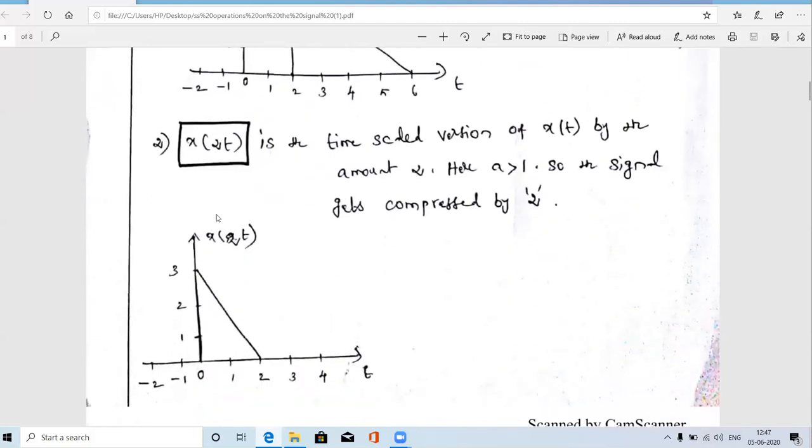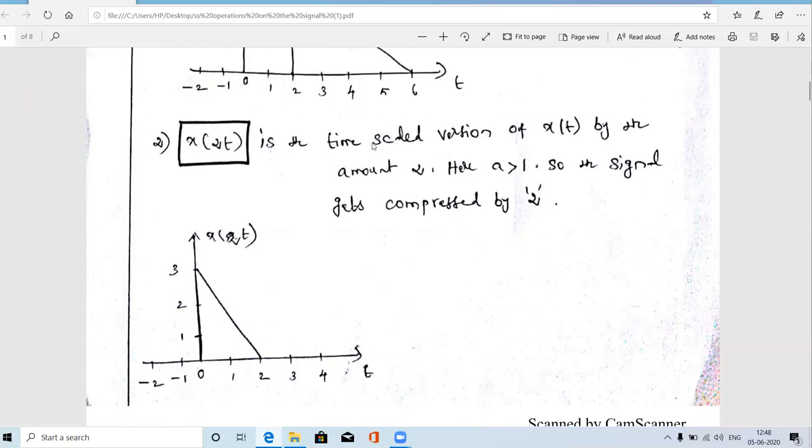Then the second thing is x of 2t. Here the variable time t is multiplied with one constant, 2. That operation we call a time scaling operation. So when the time t is multiplied with some constant, it is said to be time scaling.